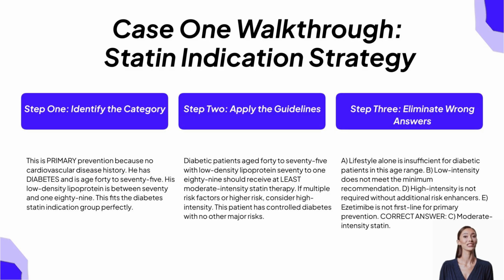Let's break this down step by step. First, this is primary prevention because he has no cardiovascular disease history. Next, he has diabetes and is between 40 and 75. His low-density lipoprotein is in the 70 to 189 range. This fits perfectly into the diabetes statin indication group. According to guidelines, diabetic patients in this category need at least moderate intensity statin therapy. High intensity would be reserved for those with additional risk enhancers. The correct answer is C, moderate intensity statin.